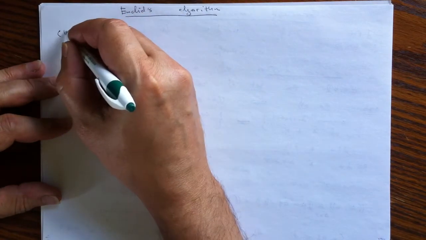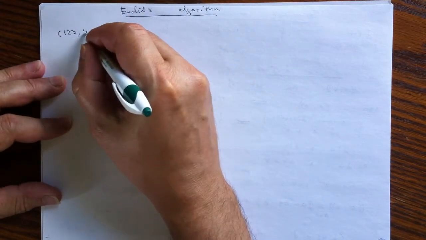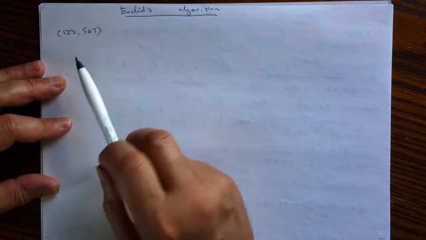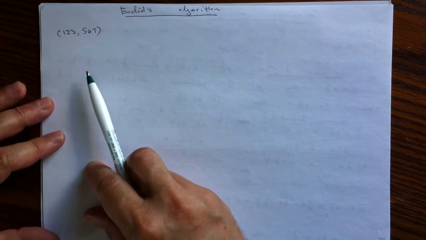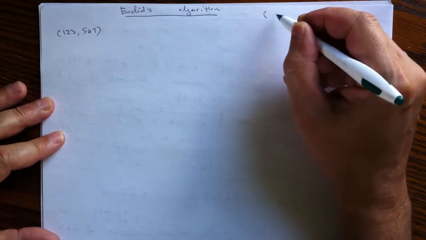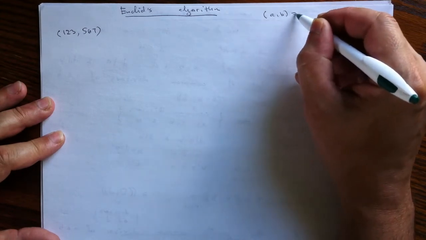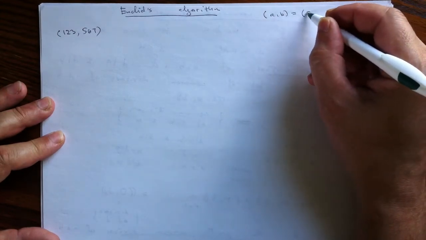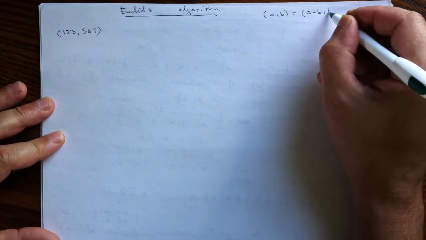Let's start with something like 123 and 567. So these are the numbers. First of all, we have to compute the greatest common divisor of them, and then write it as a combination of these two. And it will be using the property of the greatest common divisor that if you have a pair of numbers A and B, the GCD, the greatest common divisor, is the same as for the pair A minus B and B.